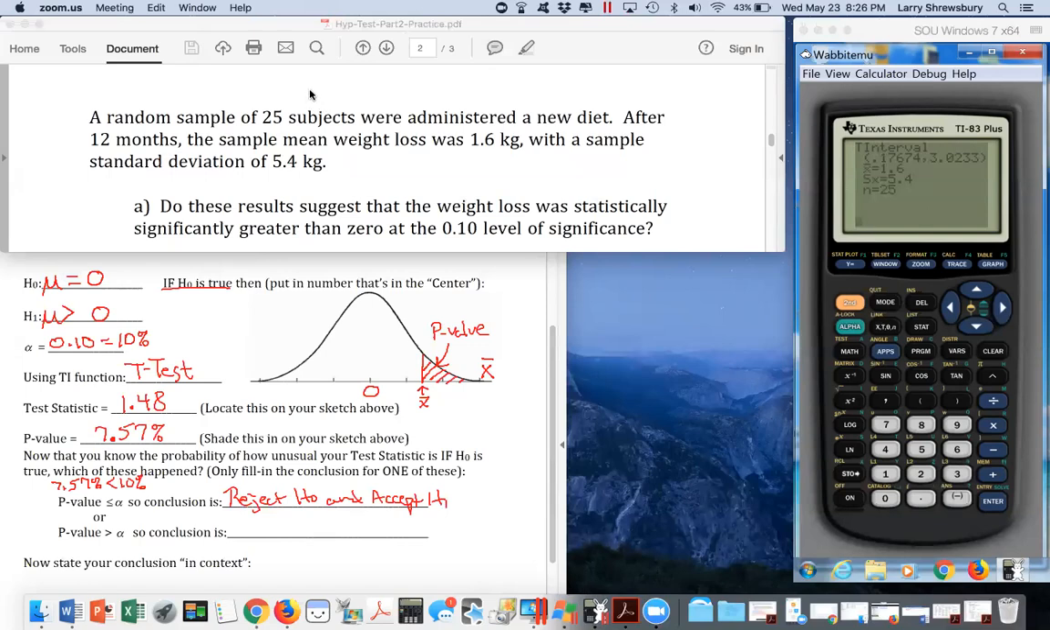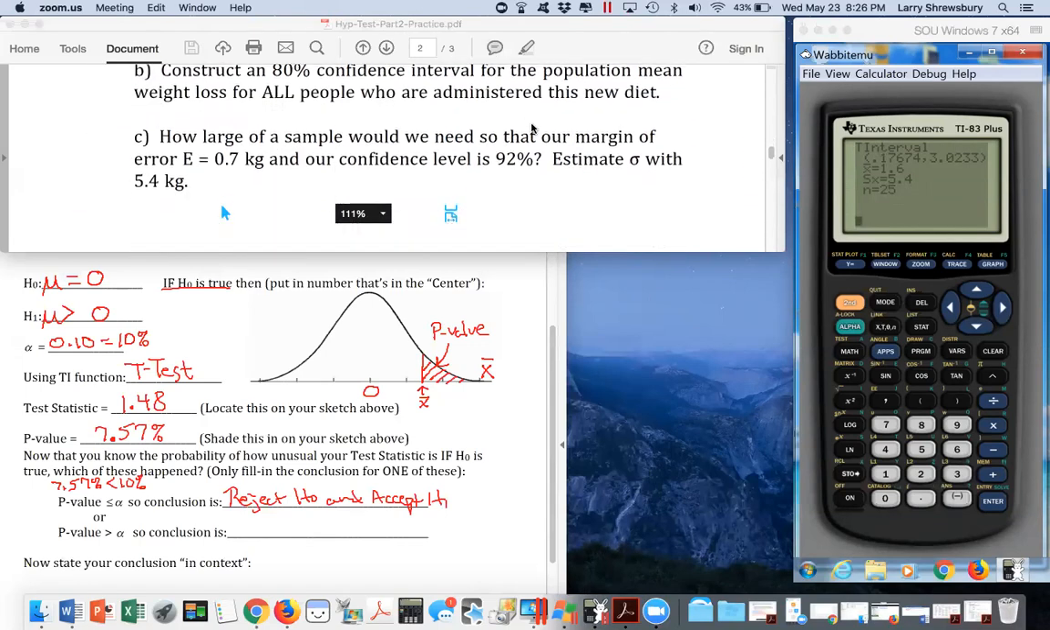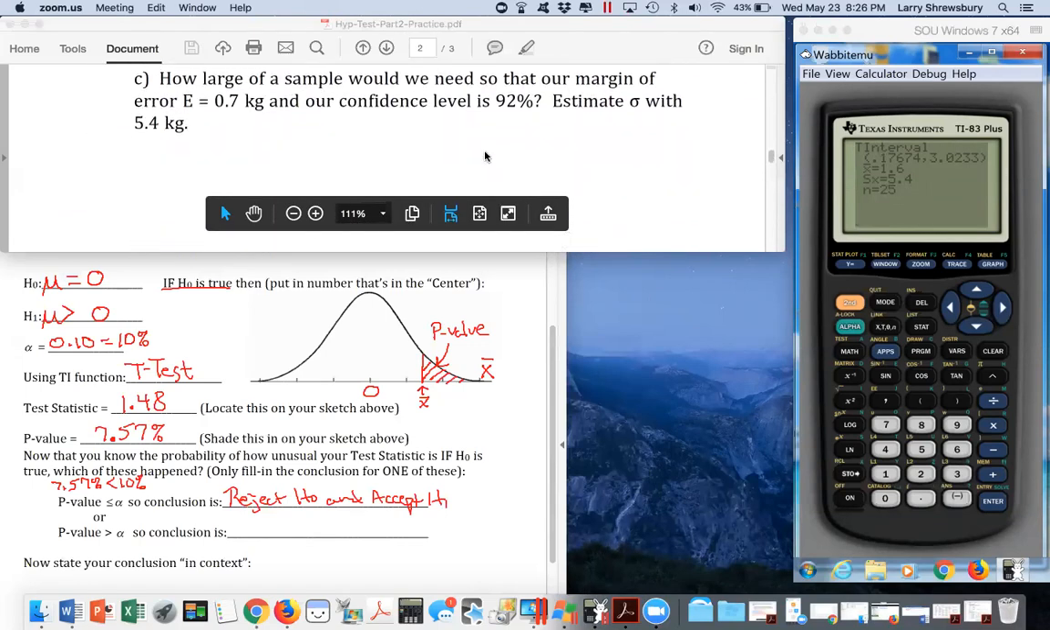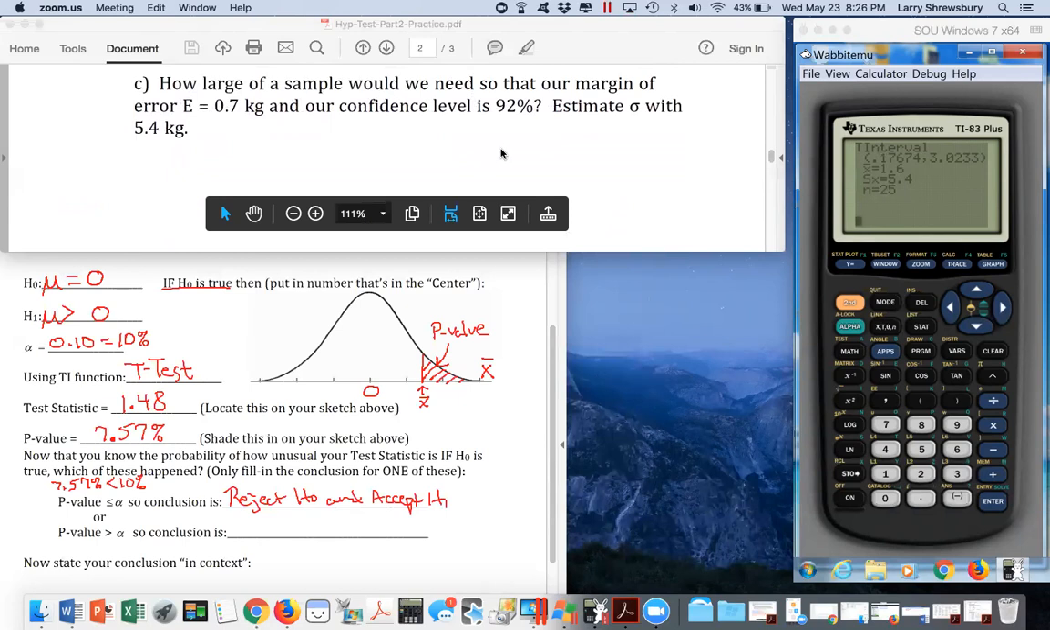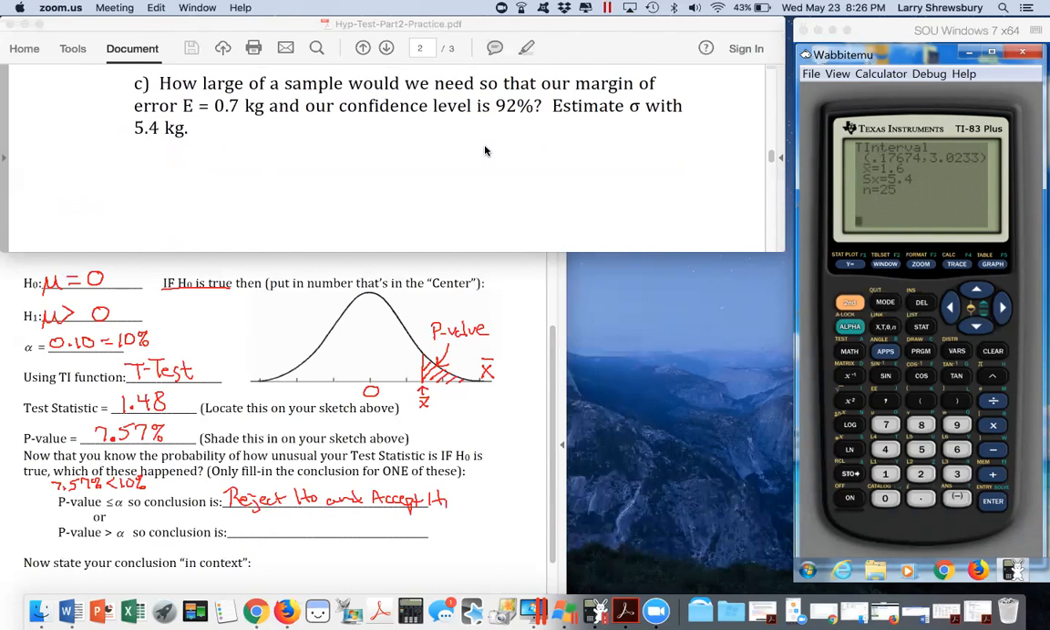Now, let's scroll on up here. So we did that confidence interval. Now let's do a sample size calculation. So how large would the sample need to be so I could shrink that margin of error down to 0.7 of a kilogram? And I definitely want to raise the confidence level, because that 80% was pretty low. So I want to raise it to 92%. Because you're saying now, if I could get things narrowed down this much, I'd be pretty happy.